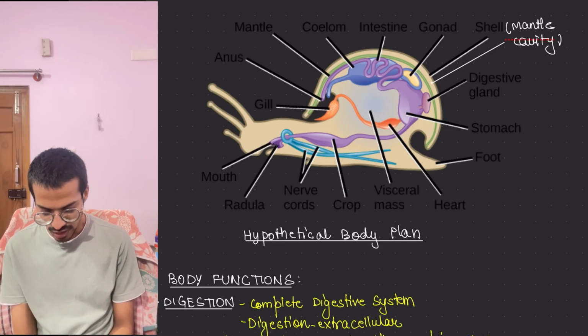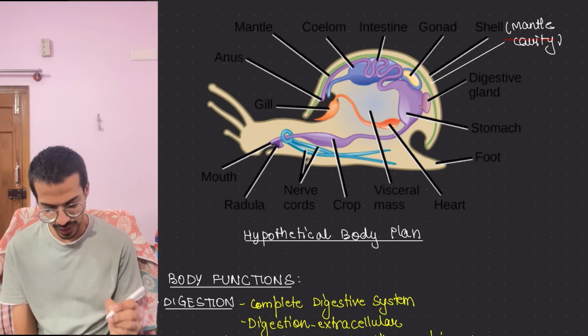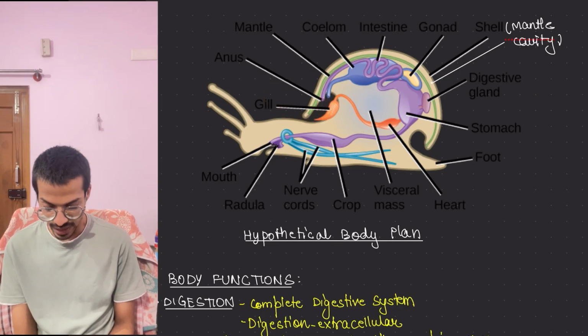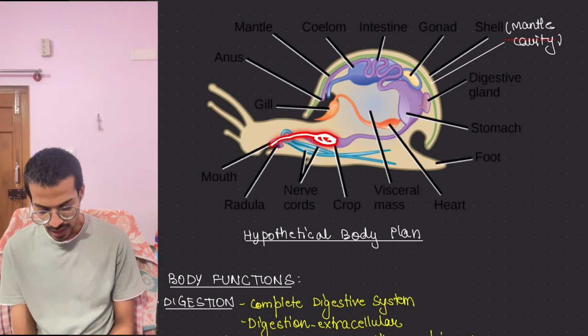Okay, now the gills are seen over here. The anus is seen over here. So everything is present, the excretory organs like this. Now the next thing is the gut and all this. If you see that the mouth is here, then here only would be the crop organs and the other things.